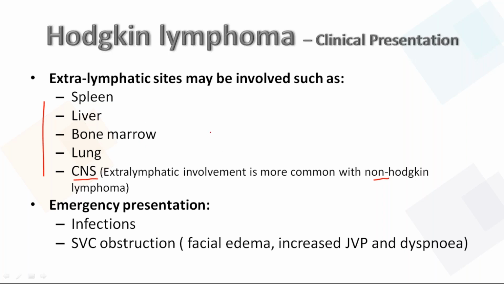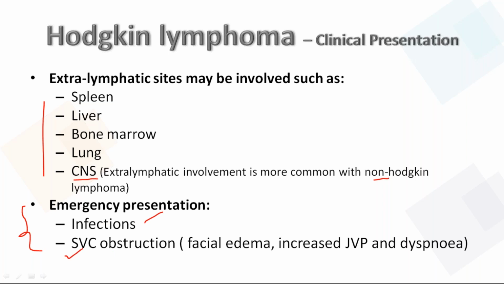So corresponding manifestations may be there. If the liver is involved, as I already told, it can cause liver failure. If the bone marrow is involved, you can see pancytopenias. If the lung is involved, respiratory symptoms. If the CNS is involved, CNS symptoms.